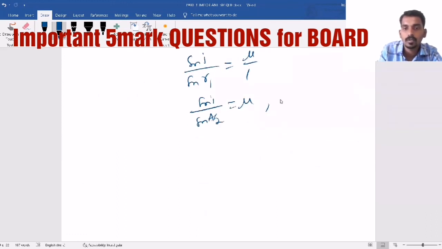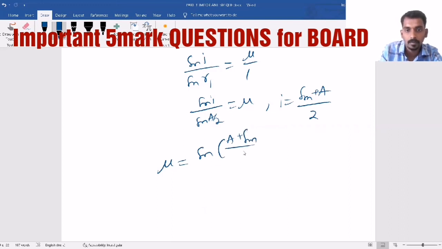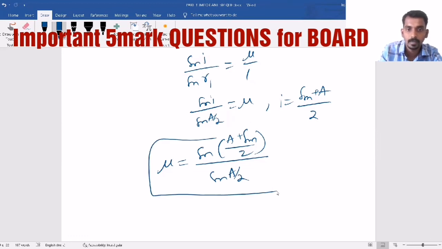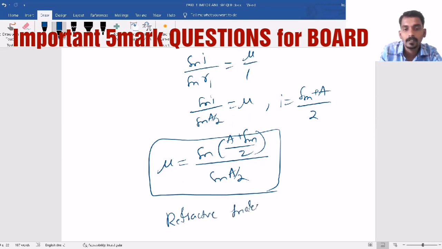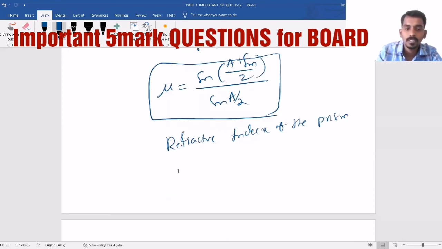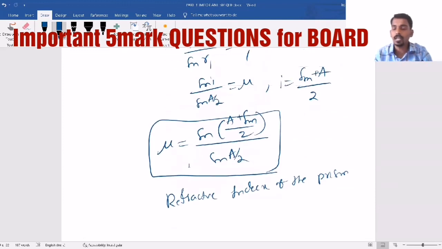But what is I? We have shown I equals (delta M plus A) by 2. Therefore, the refractive index will become sin of (A plus delta M) by 2, divided by sin of A by 2. This is the refractive index of the prism.